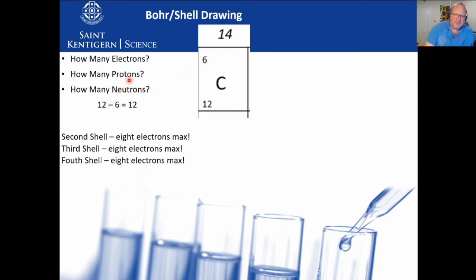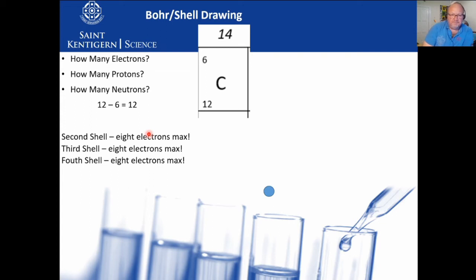So how many neutrons do we have? 6. How many protons do we have? 6. How many electrons do we have? 6. How many electrons do we have in our valence shell? Remember, in your first shell, you can only have 2, but in our outer shell, this is group 14, so in our outer shell we have 4. Okay, so what is 6 minus 2? The first one is 2 because that's the sports car. How many is left? 4. Exactly right.